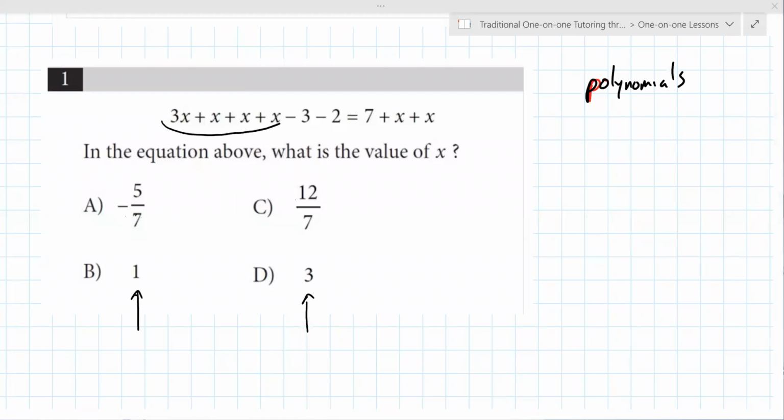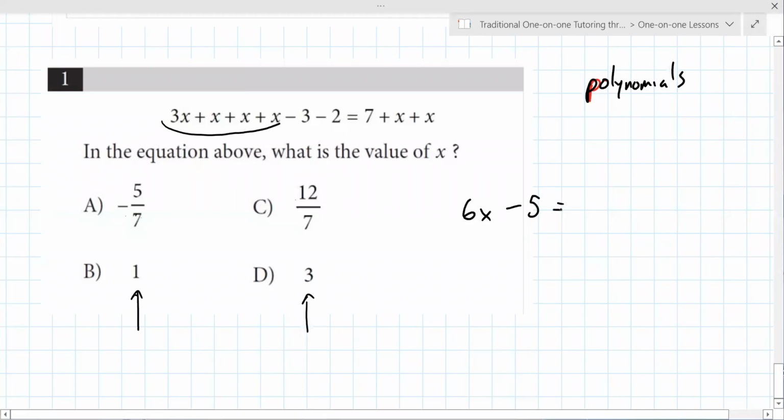There are 6 x's minus 5. Sorry, go ahead. Can you not hear me? No, I can hear you. Okay. Yeah. And then on the right, it's 7 plus 2x.